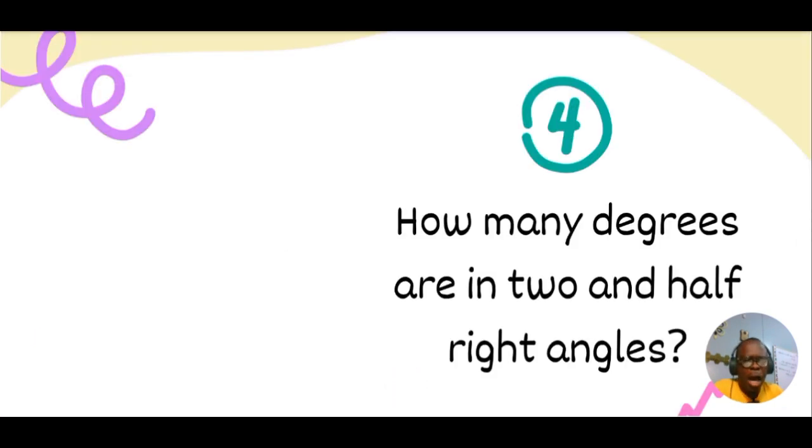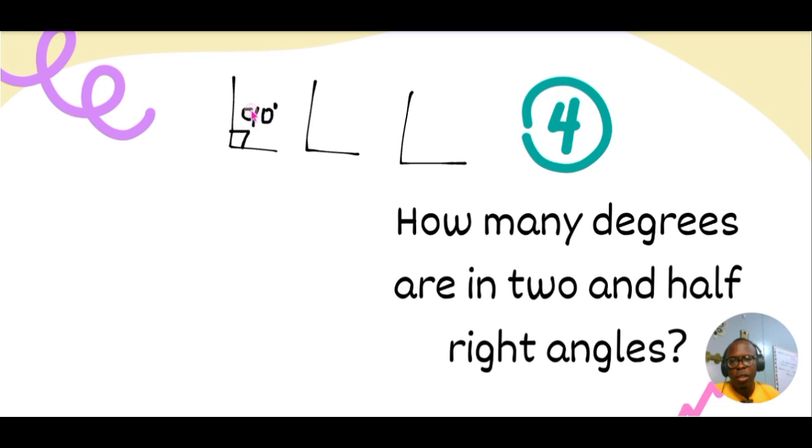Number 4, how many degrees are there in 2½ right angles? Okay, there are 2 ways to do this. Either you do it in a graphical method where you can draw right angles. Okay, so actually this is 3 right angles. This is a right angle. Angle in a corner is a right angle, and it's always equal to 90 degrees.